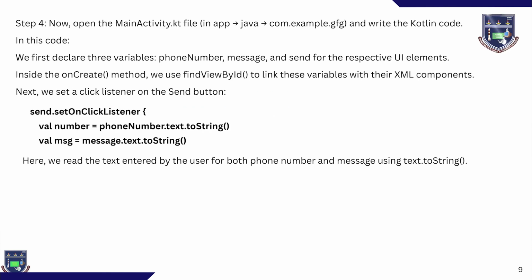Next, the fourth step: open the MainActivity Kotlin file, which is present in the app folder, and write the Kotlin code. In this code, we first declare three variables: phone number, message, and send, for the respective user interface elements. Inside the onCreate method, we use findViewById to link these variables with their XML components. Next we set the click listener on the send button. Here we read the text entered by the user for both the phone number and the message using the toString method.